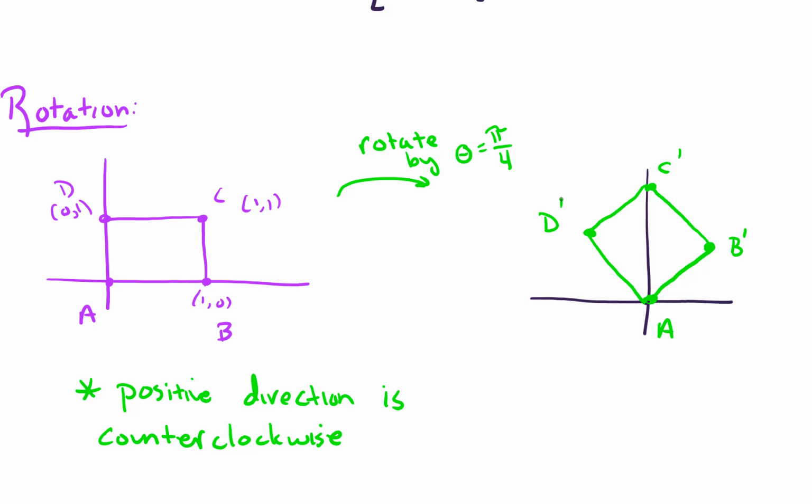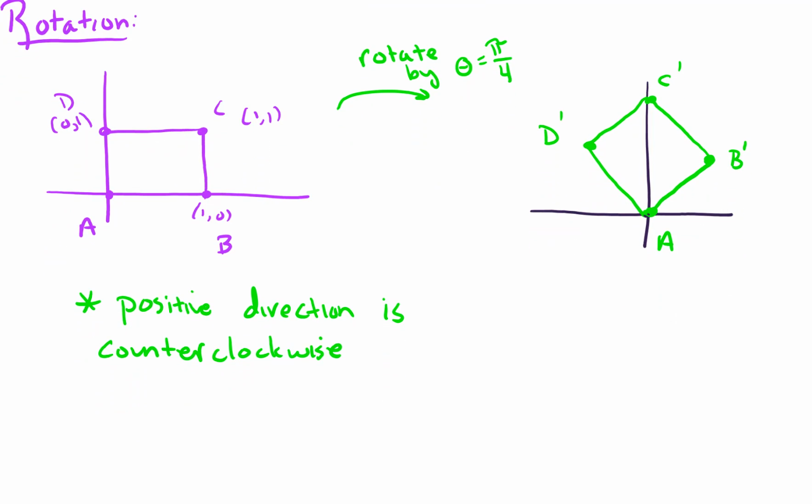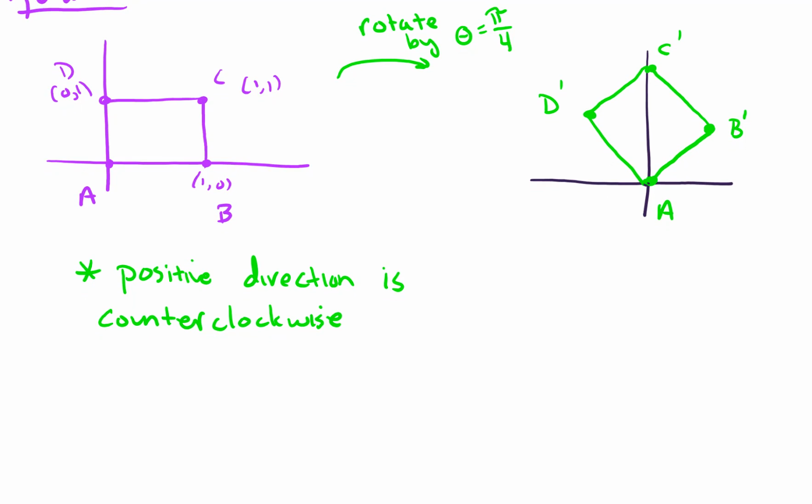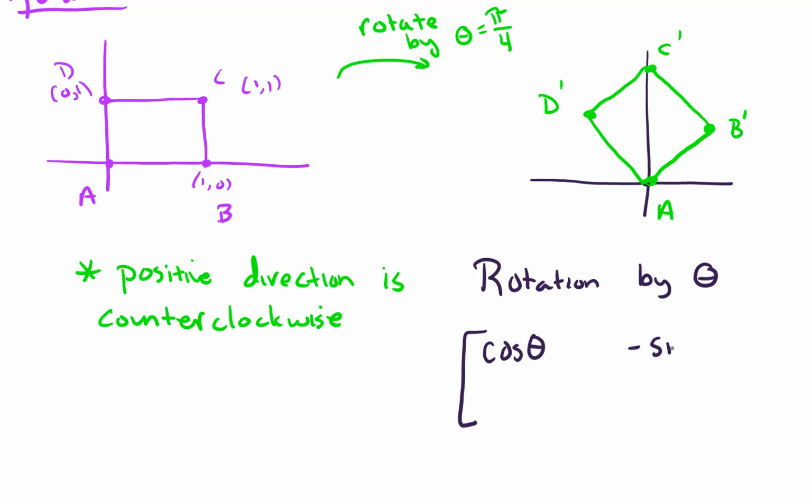And the question is, what are those coordinates? How could we make that more precise? So the way we can accomplish this is via a rotation matrix. So let's say rotation by theta can be accomplished by the following matrix: cosine of theta, negative sine theta, sine theta, and cosine of theta.